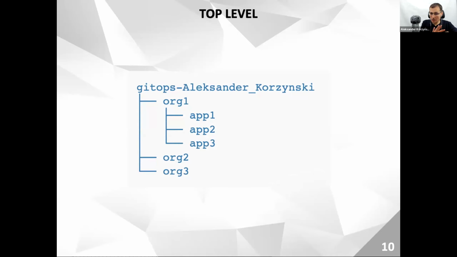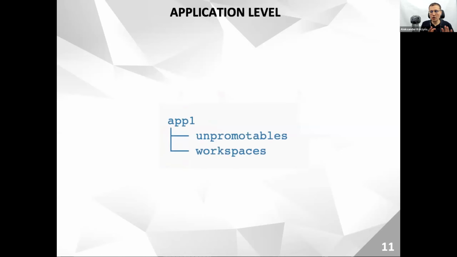So if we are going with the monorepo approach, and this is what I'm suggesting here, at the top level I'm suggesting having different directories for the organizations. So maybe product teams, and every product team has the applications. So this is the top level. It's kind of simple. So what goes into an application?